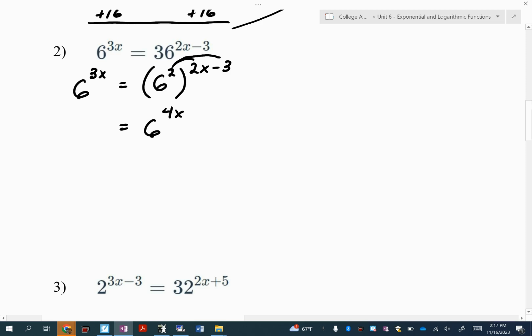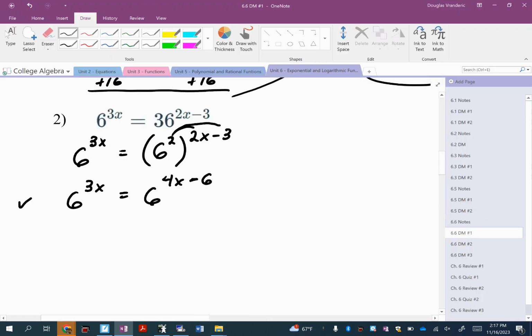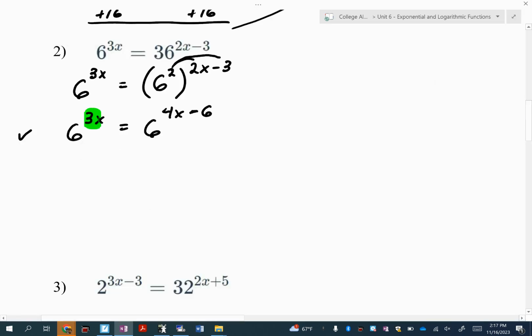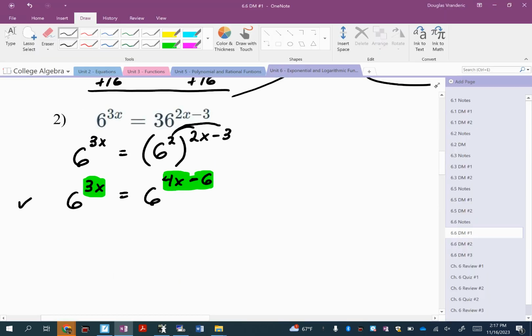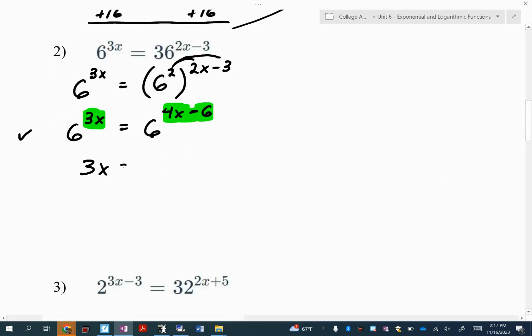4x. And what's 2 times negative 3? Negative 6. Bring down the other one. And I've hit my checkpoint. Once I get here, I'm going to set these exponents equal to each other. So the bases are gone.